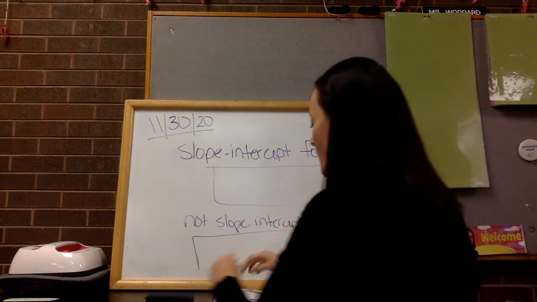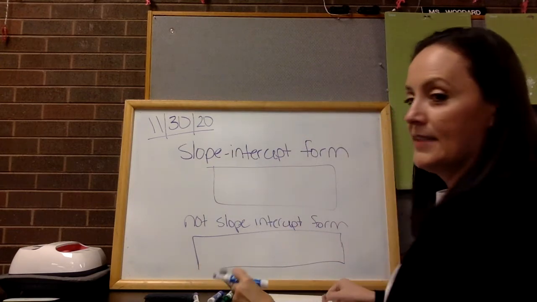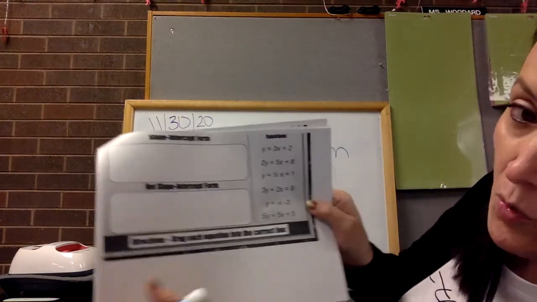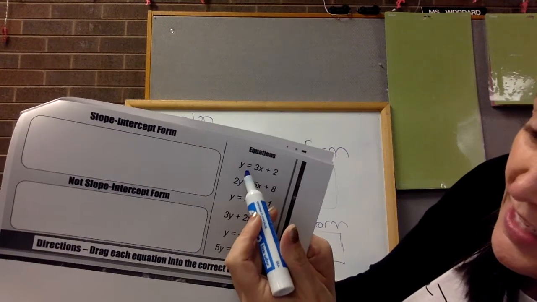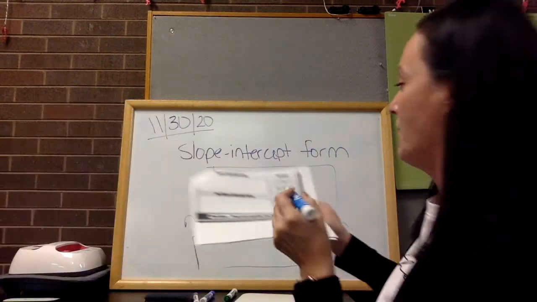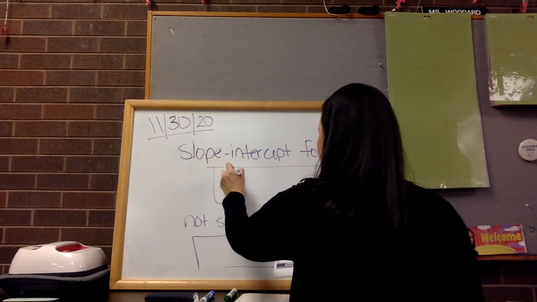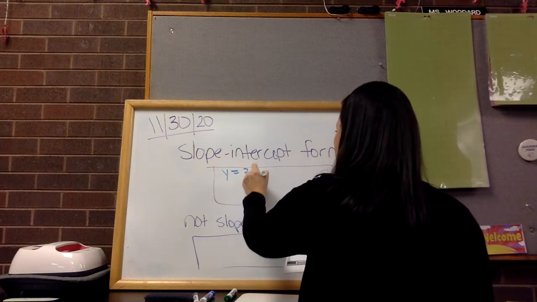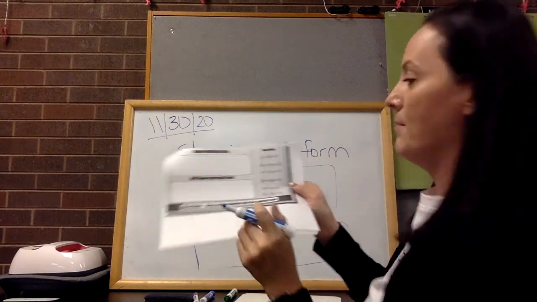So we're going to look at that very first one. That very first one says y equals. So what you guys are trying to do is make sure that it's actually solved for y. Y equals, and there's my slope, and there's my intercept. So that first one looks like it is. So we should drag y equals 3x plus 2 into that top box.